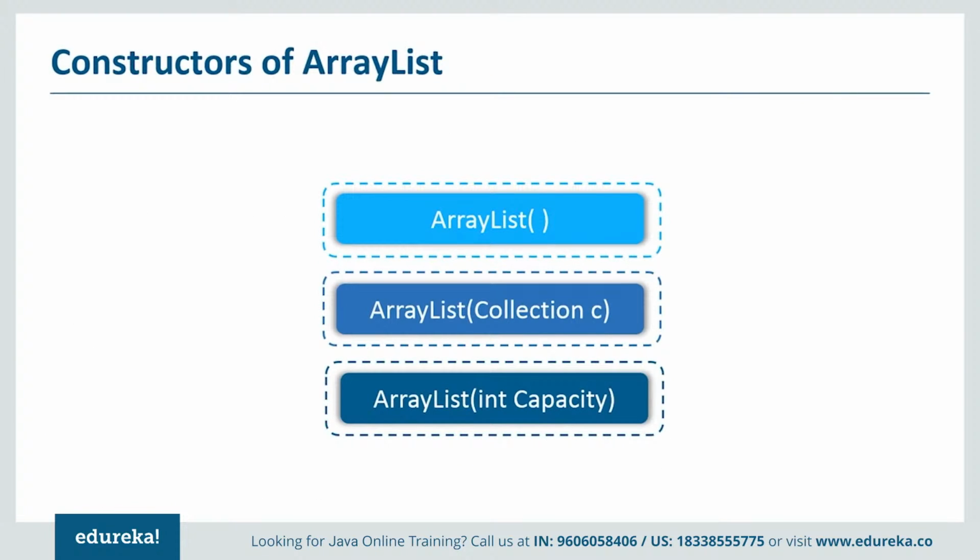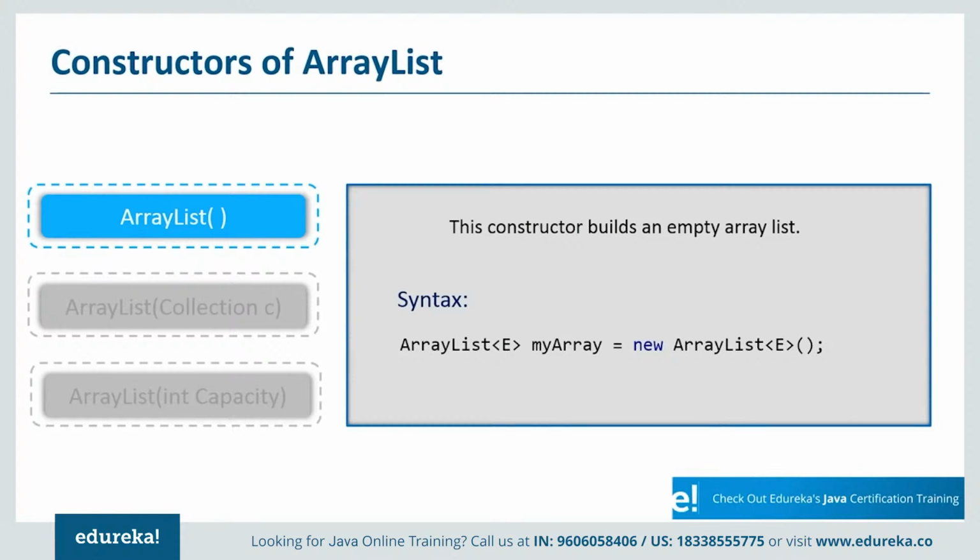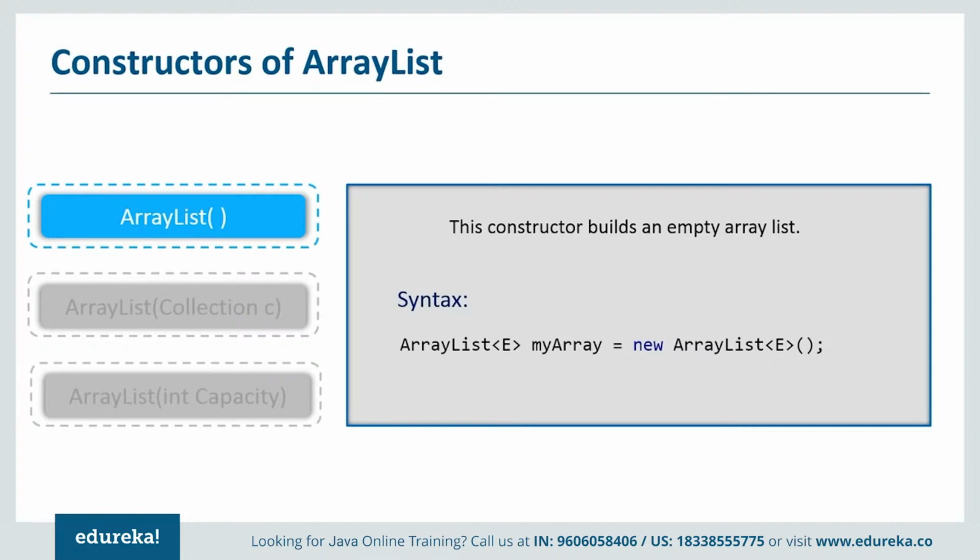Now let's see the various constructors supported by Java ArrayList. First, ArrayList(). This constructor builds an empty array list. Coming to the syntax, myArray is a reference to an array list that holds references to objects of type E. The array has an initial capacity of 10 cells, although the capacity will be increased as needed as references are added to the list. And the cells will contain references to objects of type E.